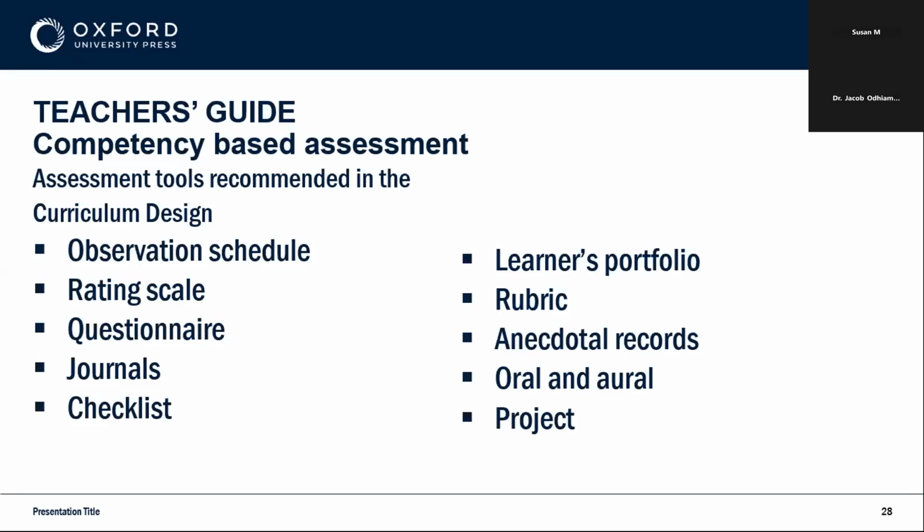Then the oral tool: a teacher can read the question orally or record the question somewhere, and then it becomes oral. The questions are recorded, and then the learners listen to the questions and answer them. Then again, the project work. There's also guidance in the teacher's guide on how to assess project work. So these are the tools that are used in a competence-based assessment.